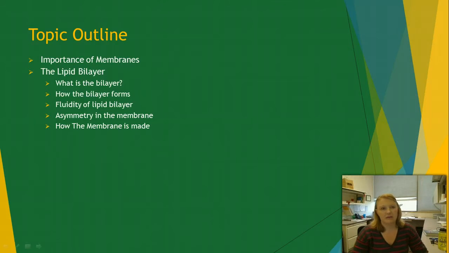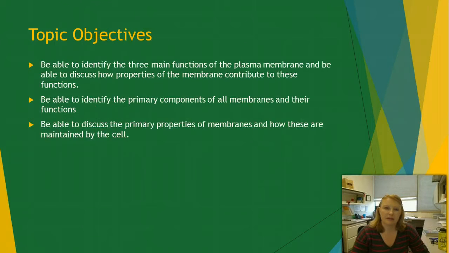So as I said, for this topic, we're just going to talk about the importance of membranes and then some of the components of the lipid bilayer, which is the main component of the membrane. So we're going to go through a little bit of these things and talk about this fluid mosaic. So here are our objectives for this topic. As always, I expect you to have these mastered by our exam. Please let me know if you have any questions about these and we'll talk about them in class a little bit more.